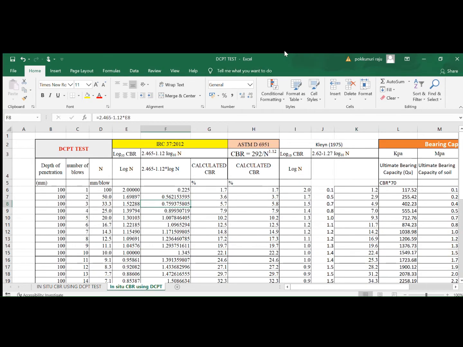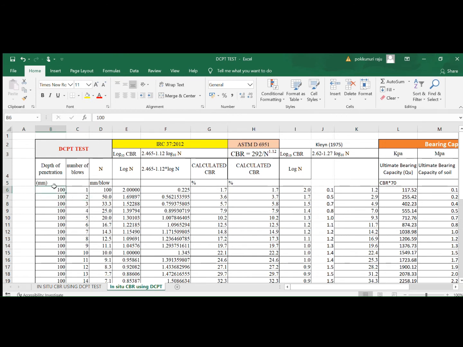In this particular Excel sheet, we have data from the DCPT test. The DCPT test will give you the results of depth of penetration versus the number of blows. Now in this particular case, we have taken depth of penetration as 100 millimeters or 10 centimeters, which is generally the case in the field also. Now we are trying to capture the number of blows to penetrate the needle through 100 millimeters. Depending upon the type of the soil and the strata, the number of blows will change.